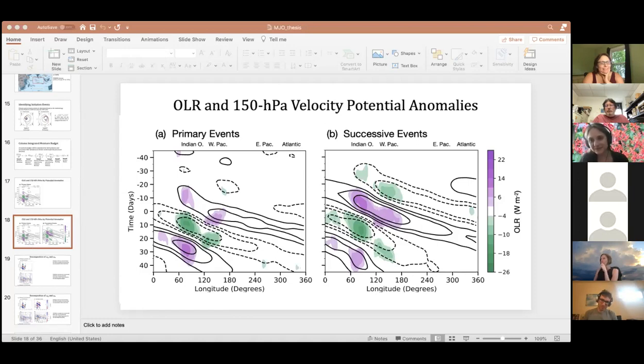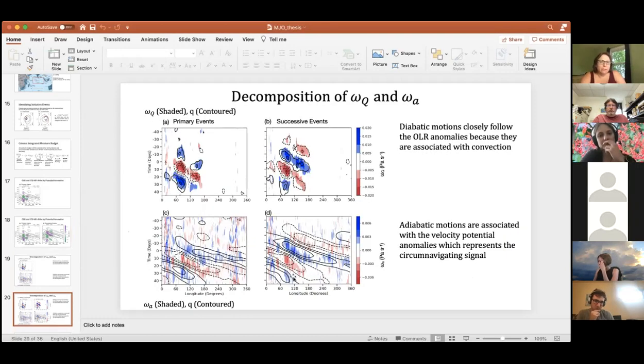I think, Larissa, did you have another question? Yeah, I had another question. I'm still trying to wrap my brain around what these adiabatic motions are. You had mentioned they're connected to velocity potential. Is there a reason why the adiabatic motions are connected to velocity potential, but the diabatic motions wouldn't be?